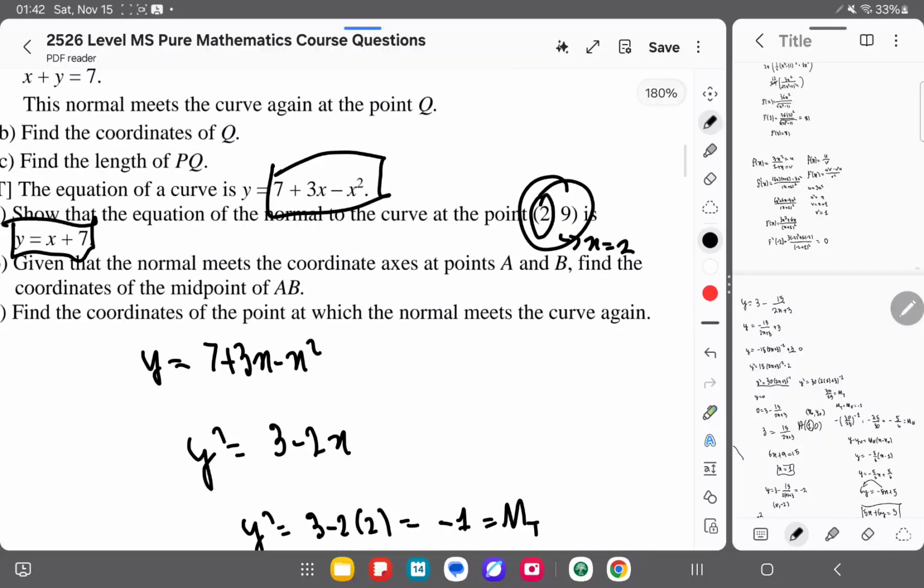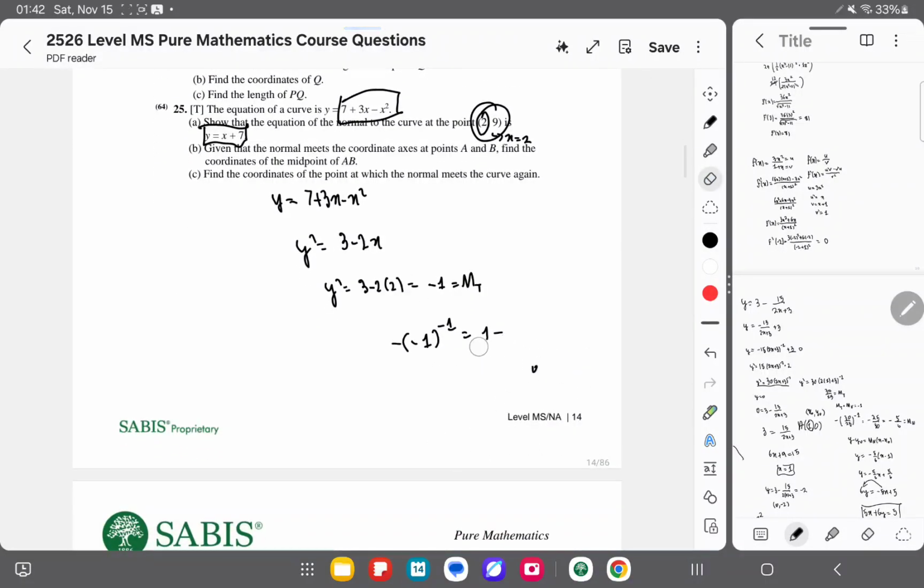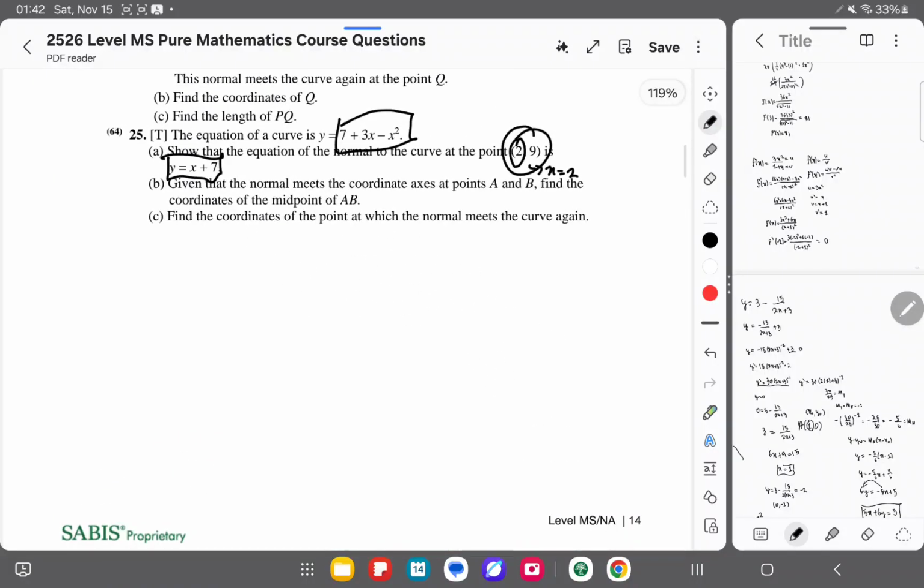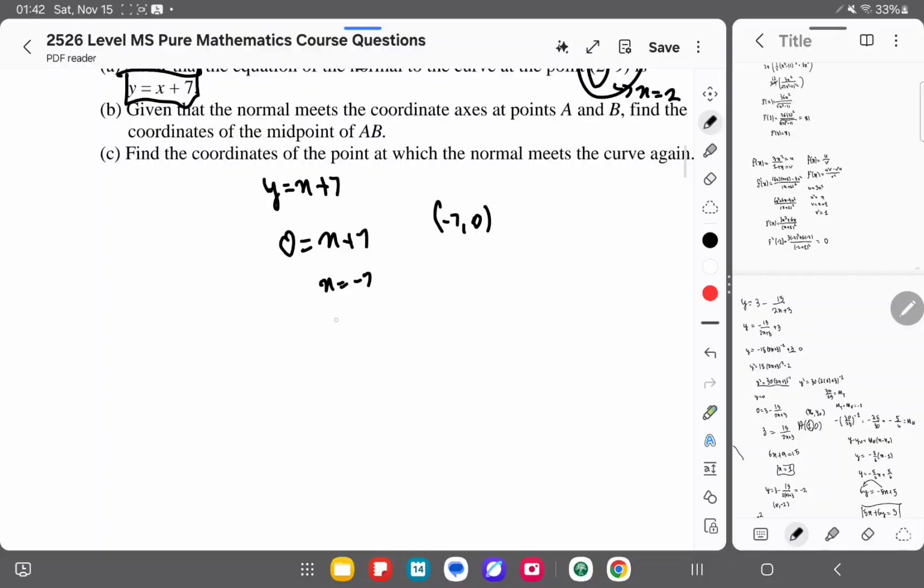Given that the normal meets the coordinate axes at point A, when they say coordinate axes, they mean the y and x intercepts. So we'll find the y and x intercept when y is equal to 0 and when x is equal to 0. Let's get the x-intercept when y is equal to 0. 0 is equal to x plus 7. x is equal to minus 7. So minus 7, 0 is one point on the coordinate axes. And then x is equal to 0 in the other case, so y is equal to 7. So 0, 7. These are our two coordinates on the coordinate axes.